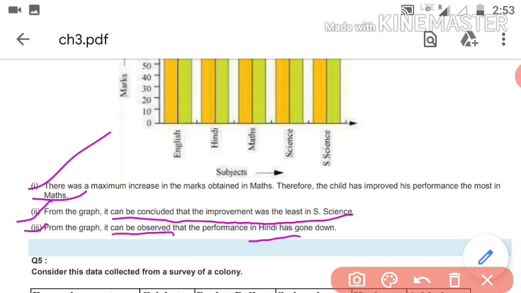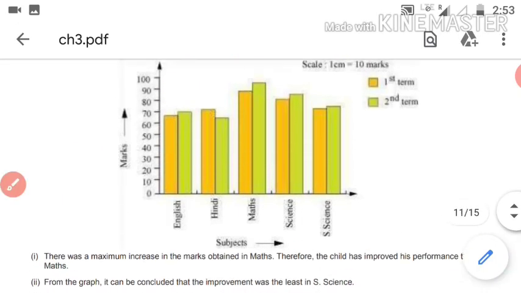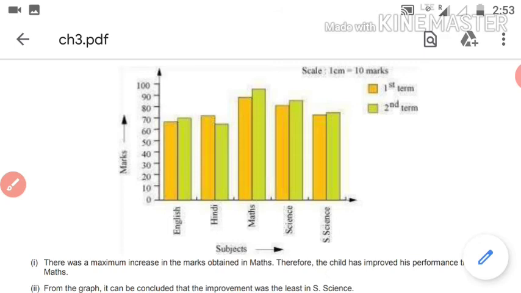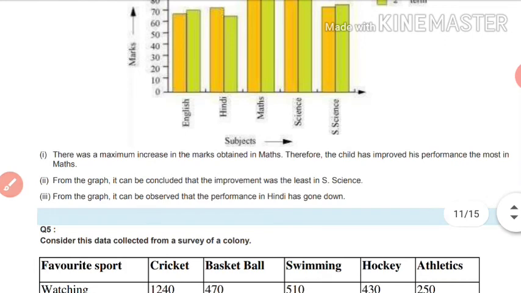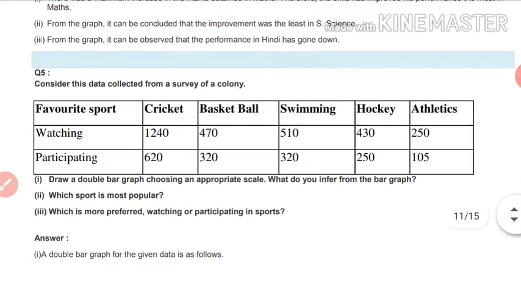Now third question. From the graph, it can be observed that the performance in Hindi has gone down. Which performance has gone down? Hindi. Because here you can see in Hindi, first he got 72, then next only 65. So it is decreasing, isn't it? So the study for Hindi is going down. So this is the answer for question number 4.